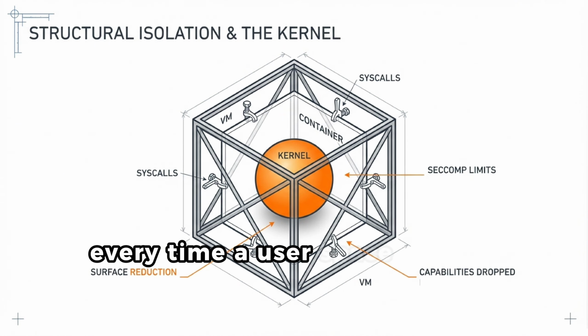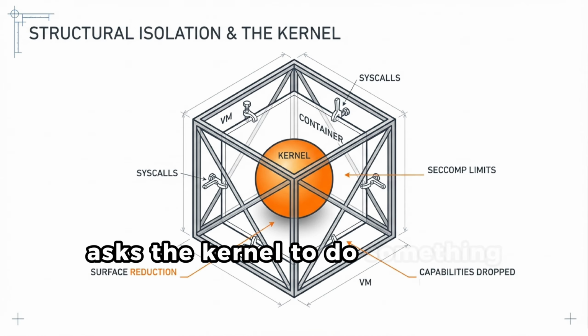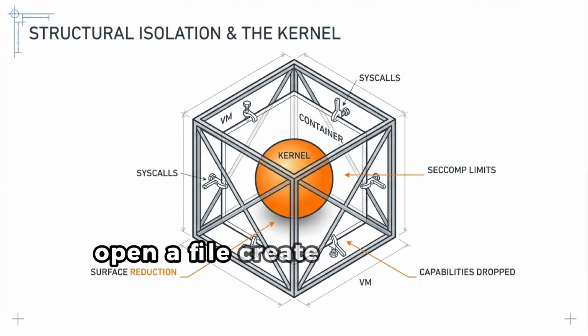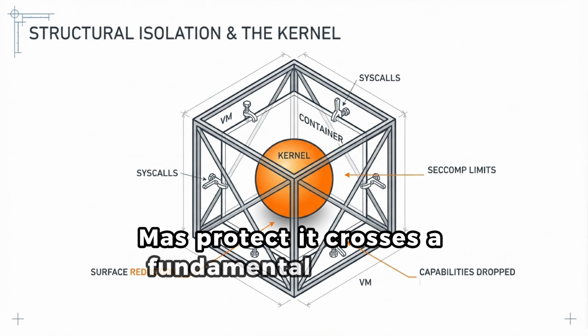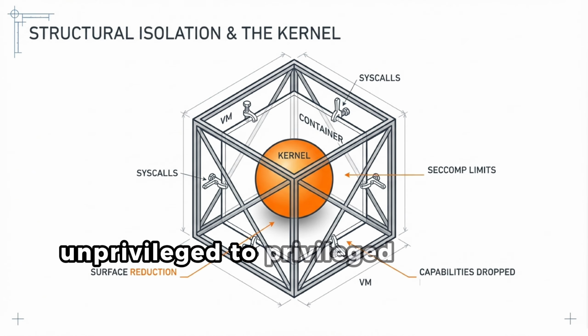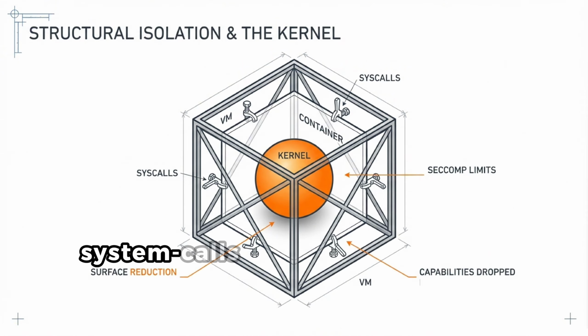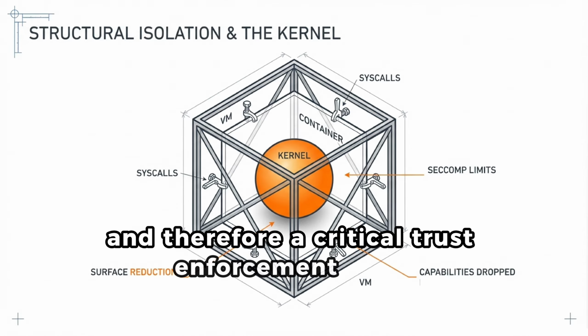Every time a user space process asks the kernel to do something, open a file, create a socket, fork, mprotect, it crosses a fundamental boundary, unprivileged to privileged execution. System calls are the ultimate API and therefore a critical trust enforcement point.